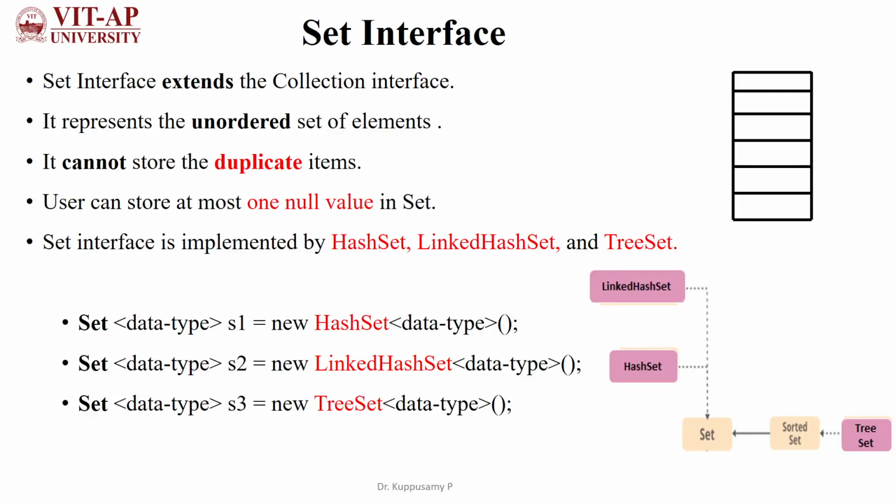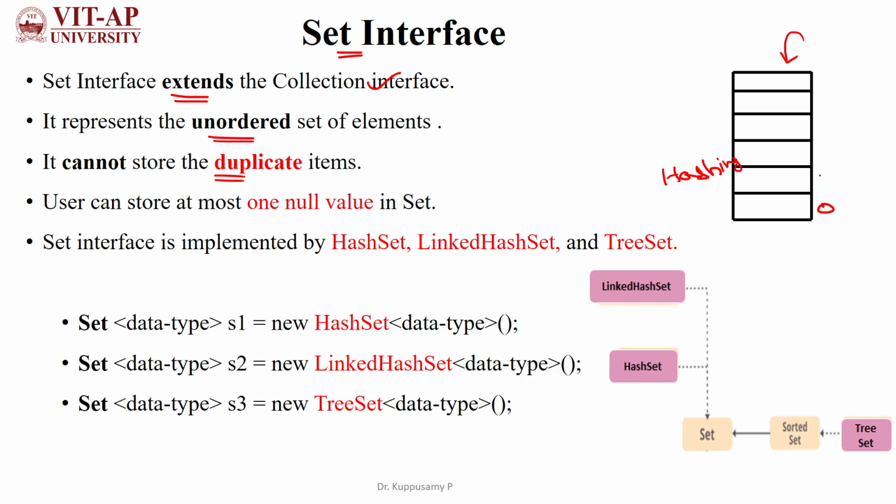Hi everyone, here we are going to discuss the Set interface, which is another interface in Java collections and is an extension of the Collection interface. Set represents unordered elements stored inside the data structure. It cannot allow duplicate elements inside the structure of the set. The structure uses a hashing mechanism to store and remove the elements.